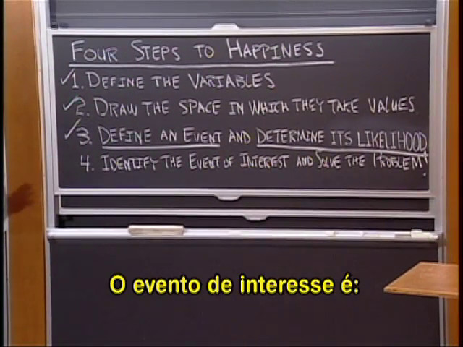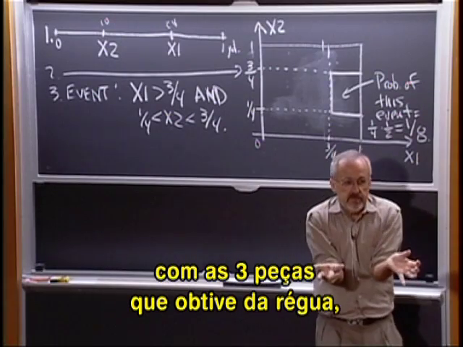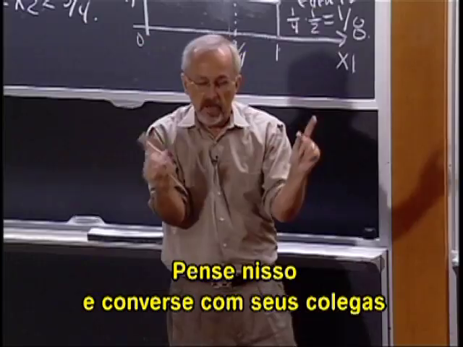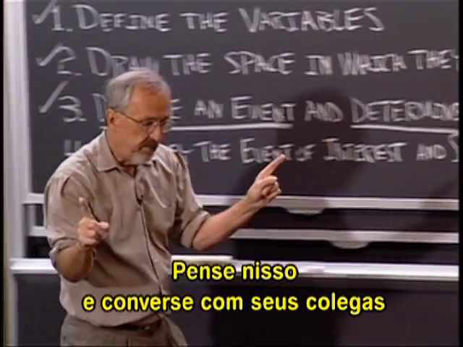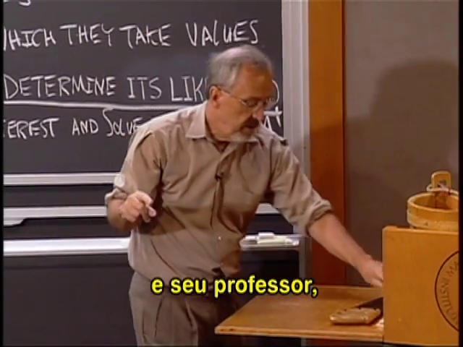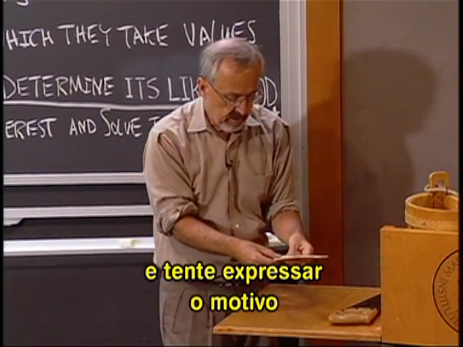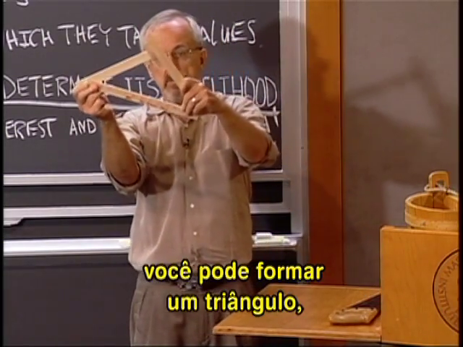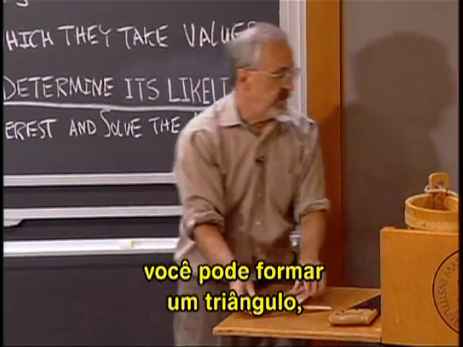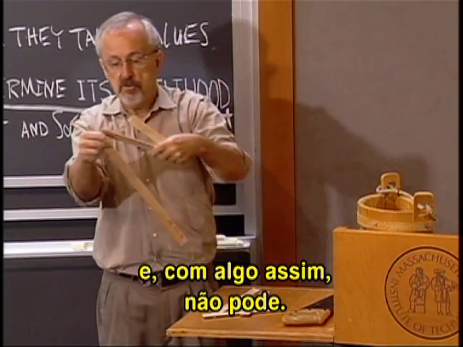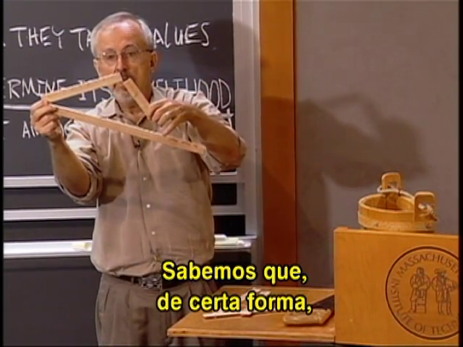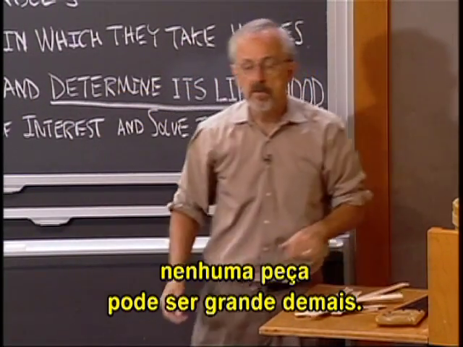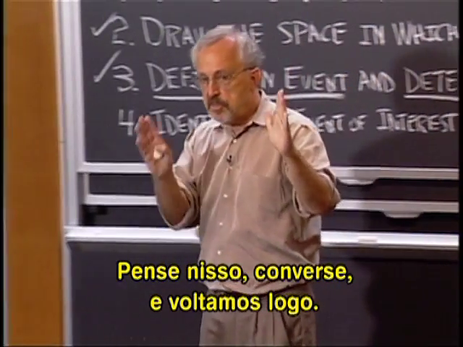Now, the event of interest is, of the 3 pieces I obtain by cutting this yardstick, I can form a triangle. I want you to think about this and talk about it to your neighbors and with your teacher and see if you can formalize the situation of why something like this you can form a triangle, something like this you can form a triangle, and something like this you can't. We know that in some sense, no one piece can be too big. Think about it, talk about it, see you back here in a few minutes.